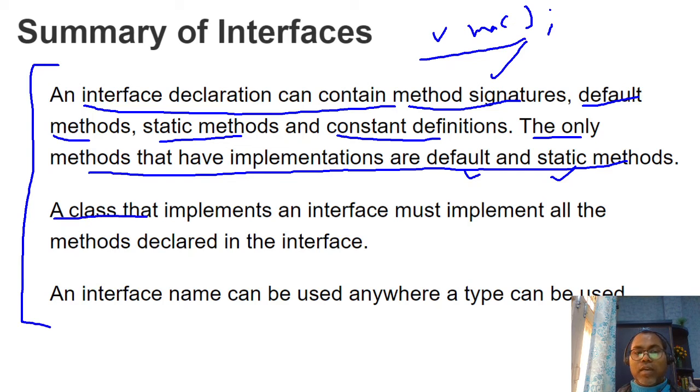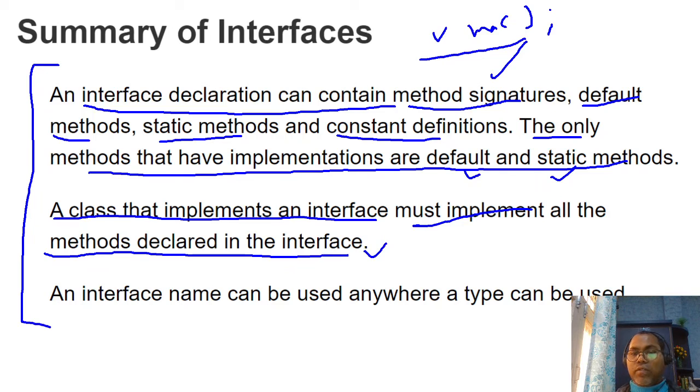A class that implements an interface must implement all the methods declared in the interface. All the declared means all the abstract methods. If you write any method signature and do not specify default or static, that is an abstract method, and all abstract methods you have to implement in a class.